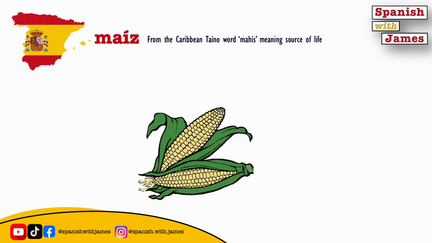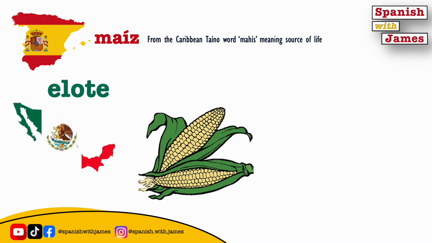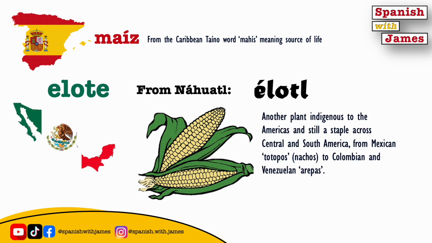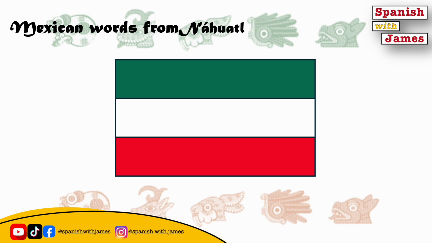So corn really was the source of life and continues to be a source of life, a staple food in the Latin American diet. But in Mexico, they don't normally call it maíz, they call it elote. Instead of using the Taíno word, they use the Náhuatl word. Because Náhuatl continues to coexist alongside Mexican Spanish, it makes sense that Mexicans have many more Spanish words coming from this language than we do in other Spanish-speaking countries across the world.